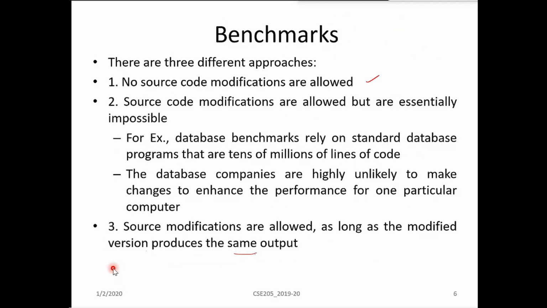So when you take something as a benchmark, it shouldn't be modified. Even if it is modified, it should produce the expected result. That is very, very important.